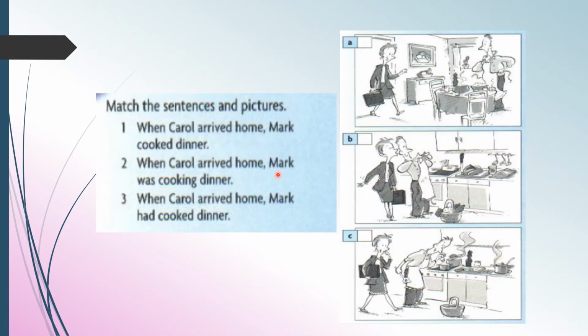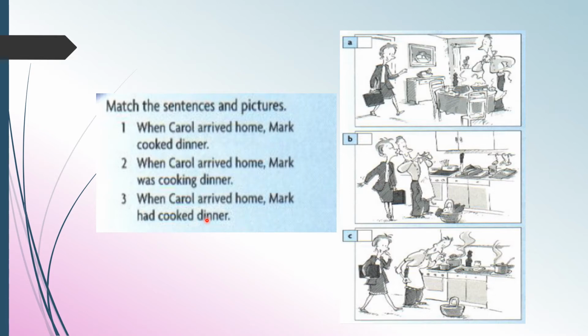That's what we started before the introduction. Match the sentences and pictures. So we have three pictures, as we said earlier. Now let's read the sentences. When Carol arrived home, Mark cooked dinner. When Carol arrived home, Mark was cooking dinner. When Carol arrived home, Mark had cooked dinner.